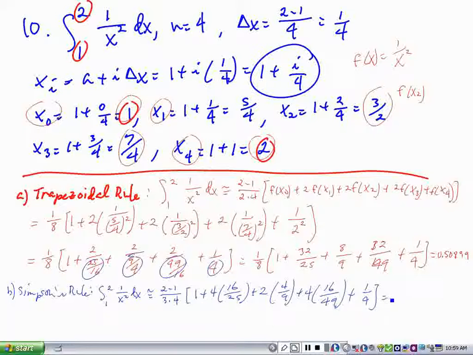Now you work this out on your calculator, and you get 0.5004.